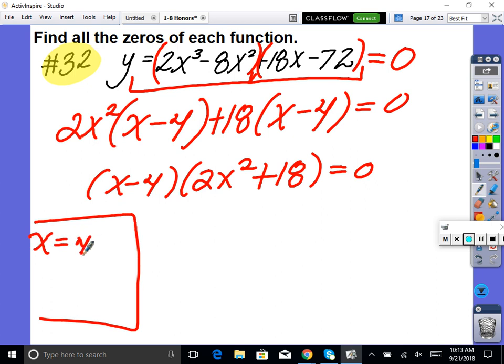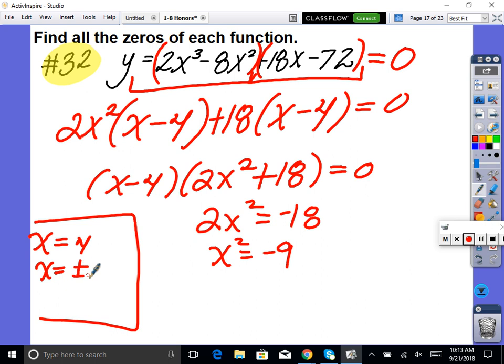So x equals 4, and then I'm going to do the math here. So I have 2x squared equals negative 18. X squared equals negative 9. So x is equal to plus and minus 3i. Degree 3 should have 3 solutions, so we are all set.